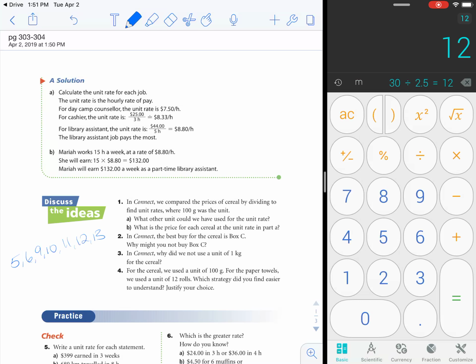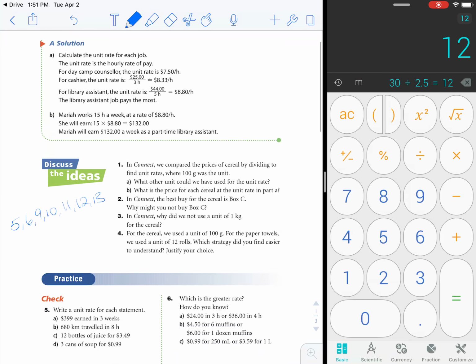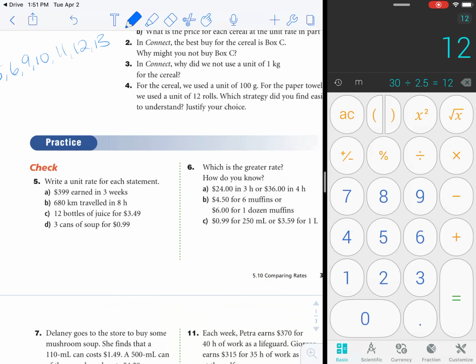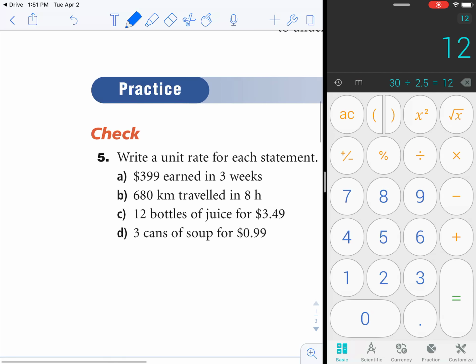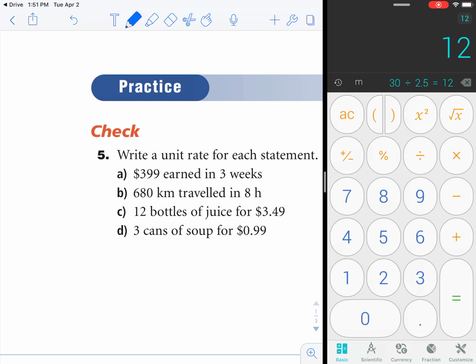All right, here's the homework pages. So we got 5, 6, 9, 10, 11, 12, and 13. So 5 asks us to write a unit rate for each statement.